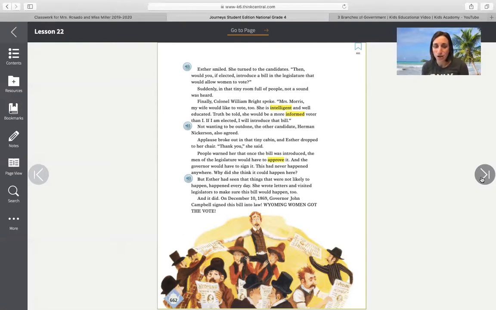And it did. On December 10th, 1869, Governor John Campbell signed this bill into law. Wyoming women got the vote.